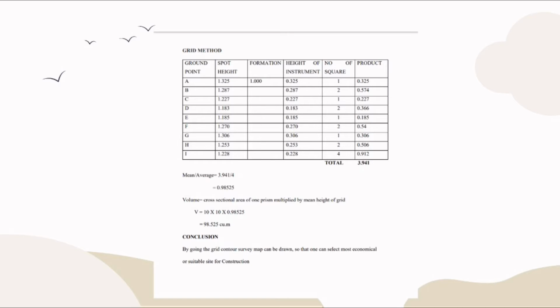98.525 cubic meters. In conclusion, by doing the grid contour survey, a map can be drawn so that one can select the most economical or suitable site for construction.